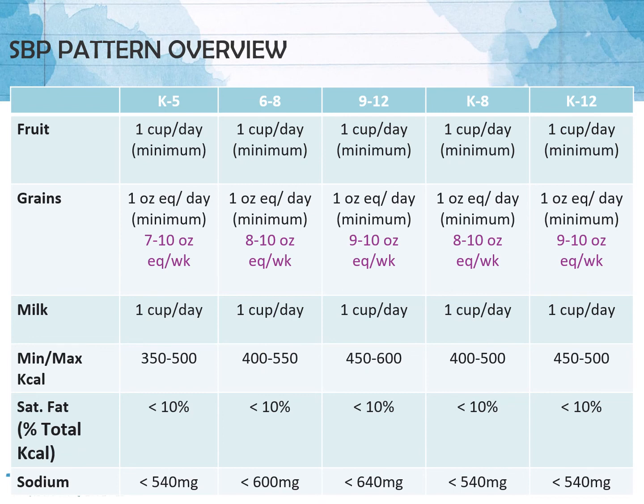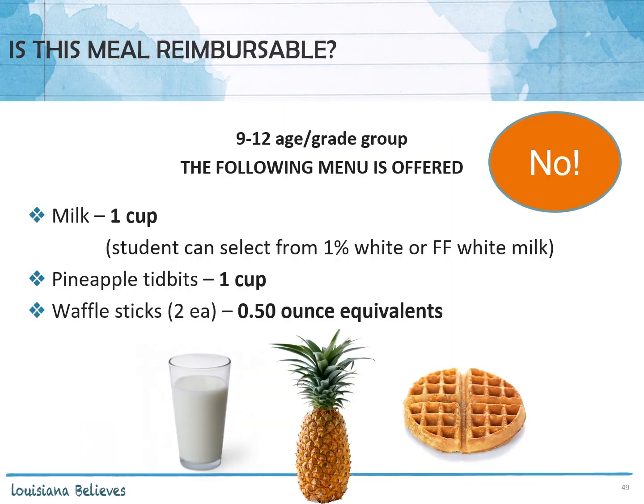Let's look at the 9 to 12 age grade group to remind ourselves of the component requirements. For 9 to 12, we must offer 1 cup of fruit, 1 ounce equivalent of grain, and 1 cup of milk in variety form. No, this breakfast for 9 to 12 is not reimbursable. They did not provide the 1 ounce grain equivalent requirement.